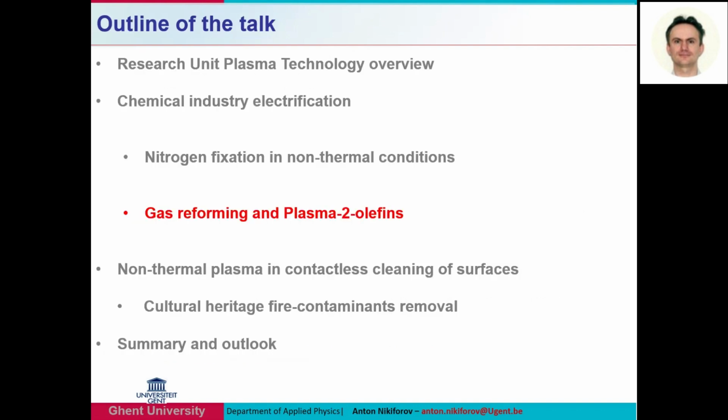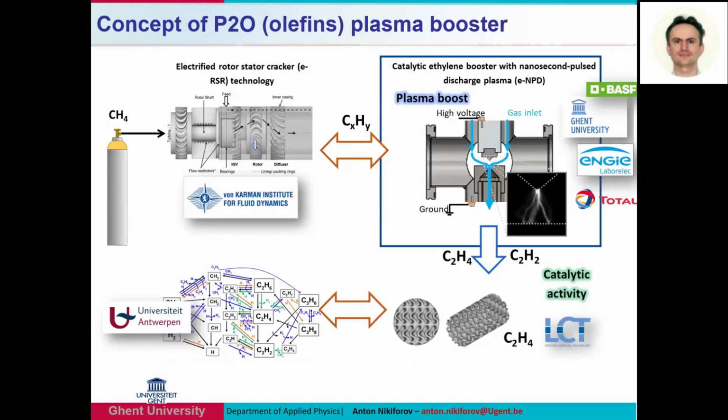The second project, which is very closely related to the previous one, was the use of plasma for gas reforming. Why it is so closely related, we will see immediately: the reactor we use is actually the same reactor that we used for nitrogen fixation. The idea of this project, which was very successful and is still ongoing, has given very good results.